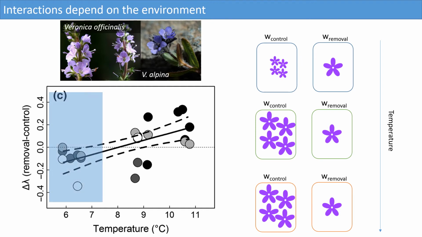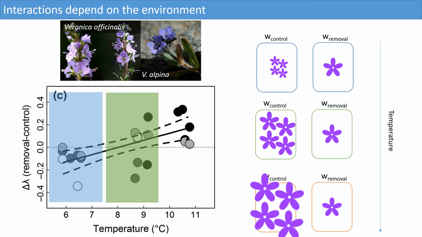This corresponds to the blue part of the plot here. At intermediate temperatures, whether you remove the plant or not, so whether the interactions are closer or not, doesn't really change the fitness of the plants. Whereas at high temperatures, the plants that grow at higher densities actually seem to have higher fitness.